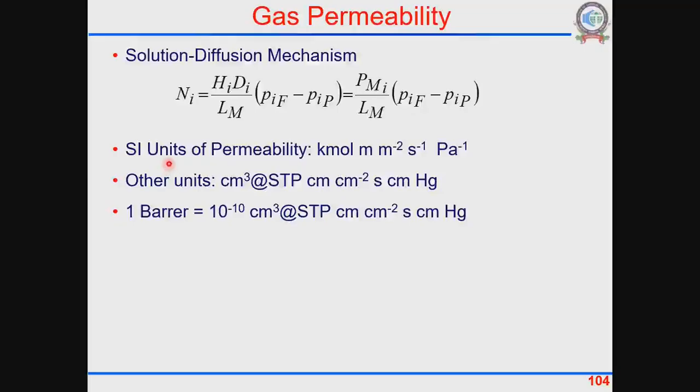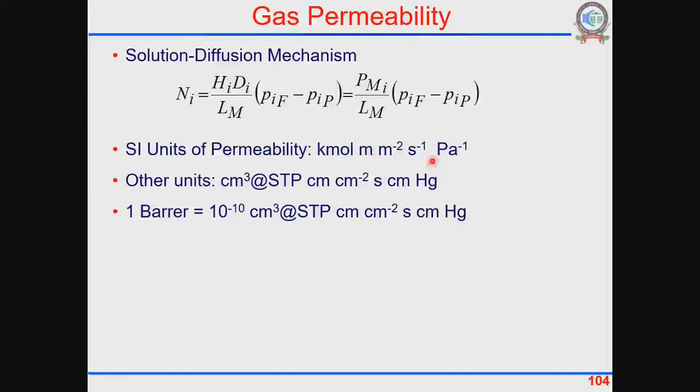So we could have any units of permeability. Suppose flux is in terms of kilomoles per meter square second, partial pressure difference is in terms of Pascal, the SI unit, and length is in terms of meter. Then the SI unit of permeability would be kilomoles times meter per meter square per second per Pascal.